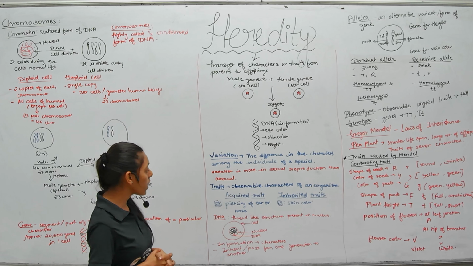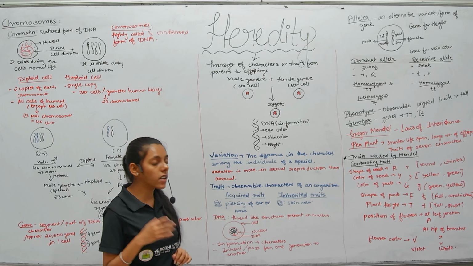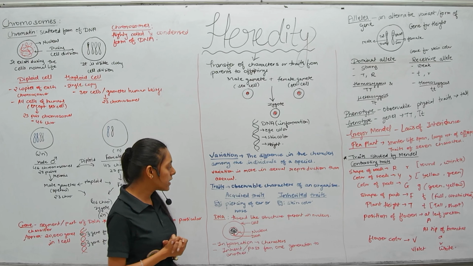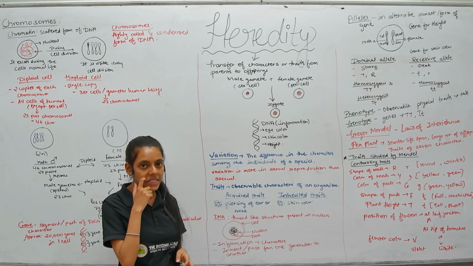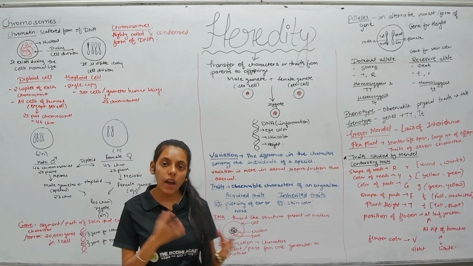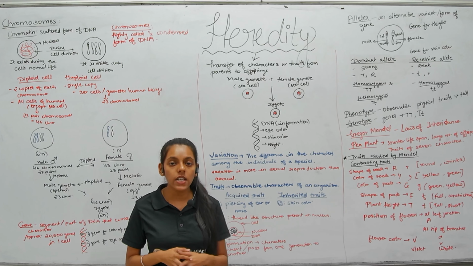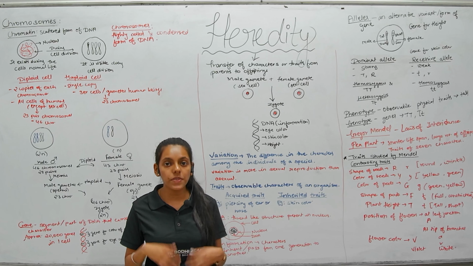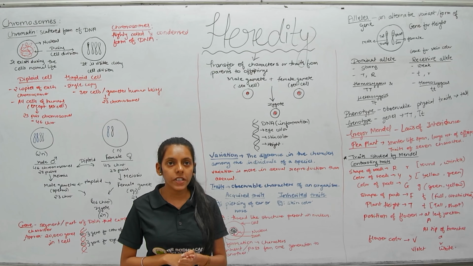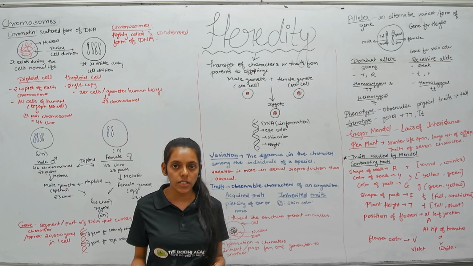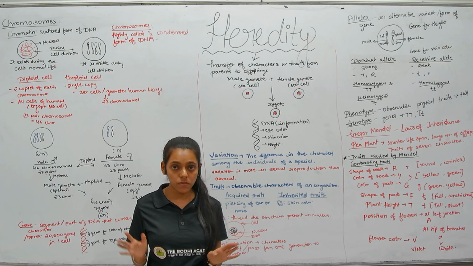Then what are traits? Traits are the observable characters of an organism, like height, which we can see. There are two types of traits: acquired traits and inherited traits. Acquired traits are the ones which we acquire after birth, like ear piercing, or if we get any mark on our body. It will not be passed on to the other generation, right? It will be on us only.